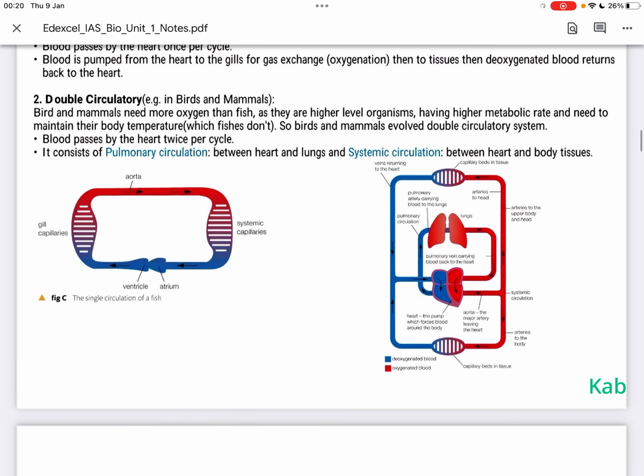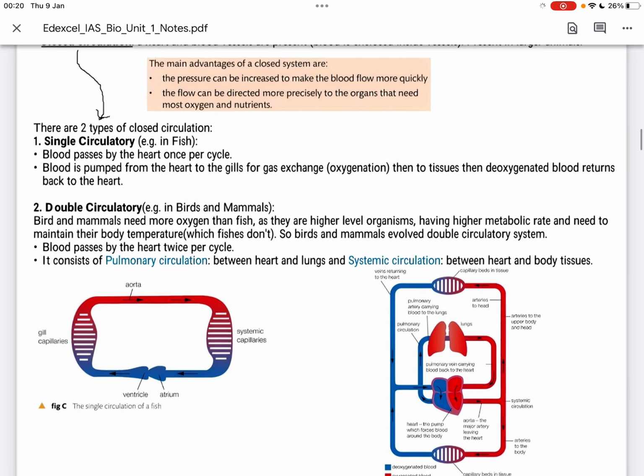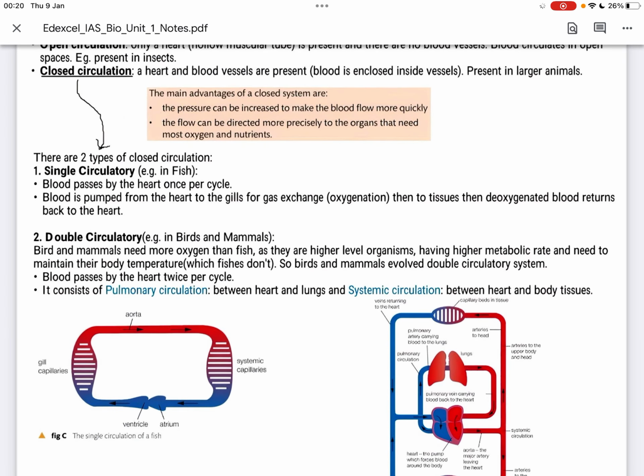What about the double circulation, which happens in birds and mammals, and humans as well? Birds and mammals need more oxygen than fish, as they are higher level organisms, having a higher metabolic rate and needing to maintain their body temperature, which fish don't. So, birds and mammals evolved a double circulatory system. Blood passes by the heart twice per cycle. It consists of pulmonary circulation between heart and lungs and systemic circulation between heart and body tissue.